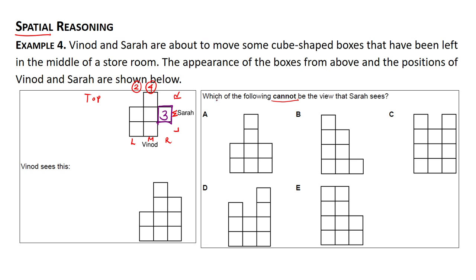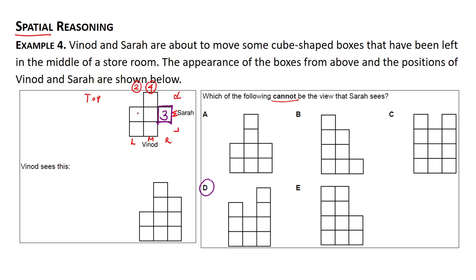Okay. So which of the following cannot be a view that Sarah sees? With this last piece of information, we can immediately answer the question. So which is not possible? And the answer is D. D is the answer because the middle stack, these are the views from Sarah. The middle stack, Sarah will see at least 3 because this is already 3.